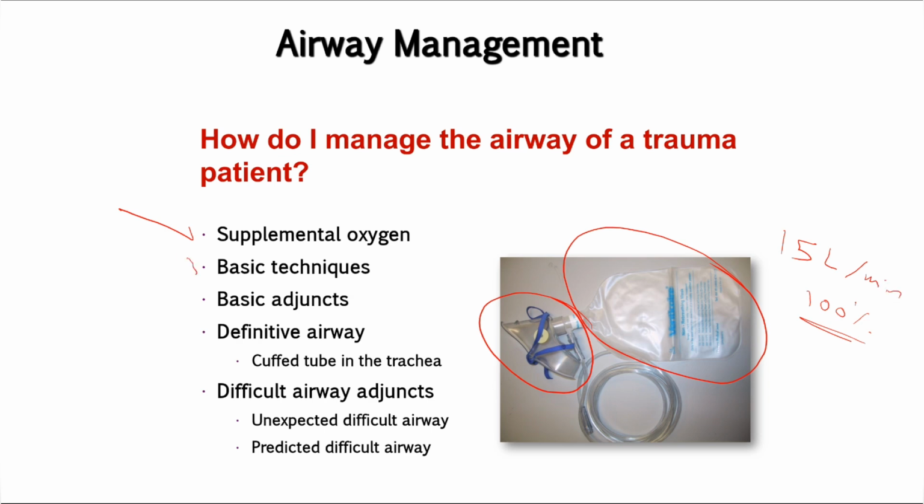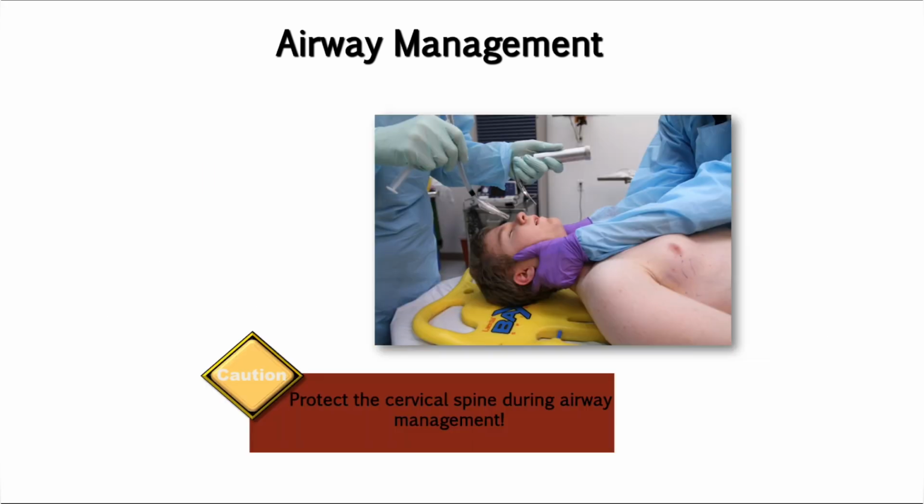You use basic techniques. I will show you videos about basic techniques, which are chin lift and jaw thrust, and basic adjuncts like oropharyngeal airway and nasopharyngeal airway. You may use suction. For a definitive airway, if still not improved, you have to call anesthesia. The anesthesia may put in an endotracheal tube, or if it is difficult, they may do more intervention like cricothyroidotomy.